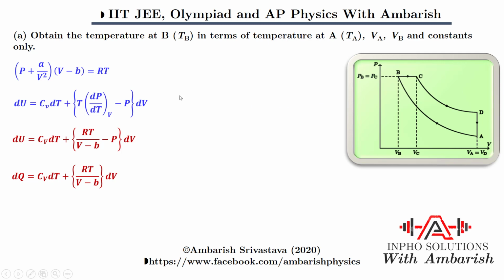So how do we do that? Since the number of moles is 1, in the van der Waals equation we put n equal to 1 and get (P + A/V²)(V − B) = RT. And this is already given in the question: dU = Cv dT + [T (dP/dT) at constant volume − P] dV. Now this can be simplified a little bit.